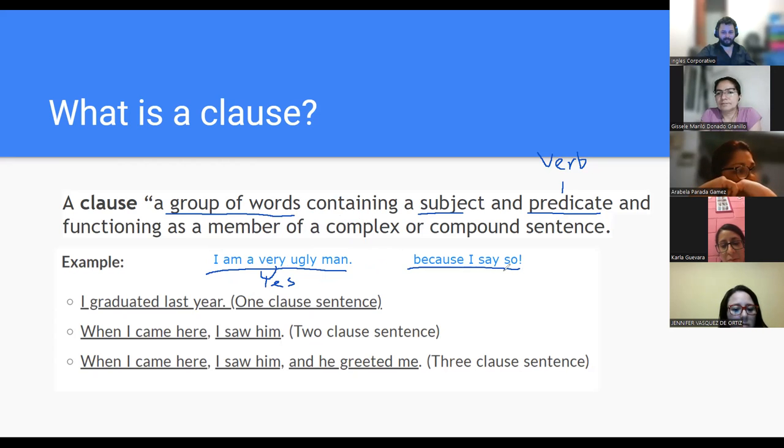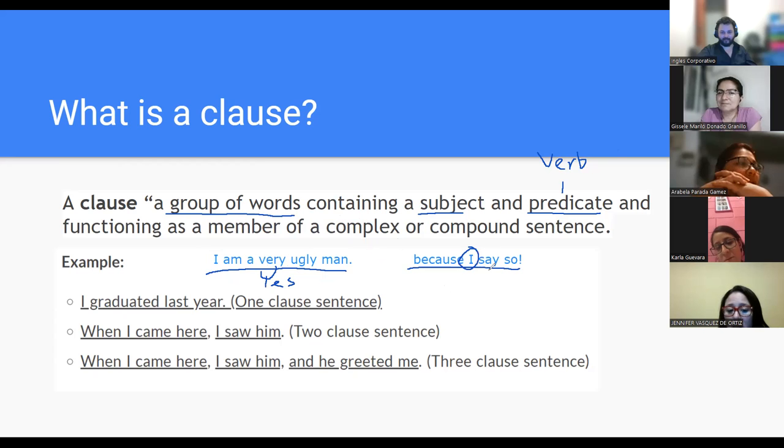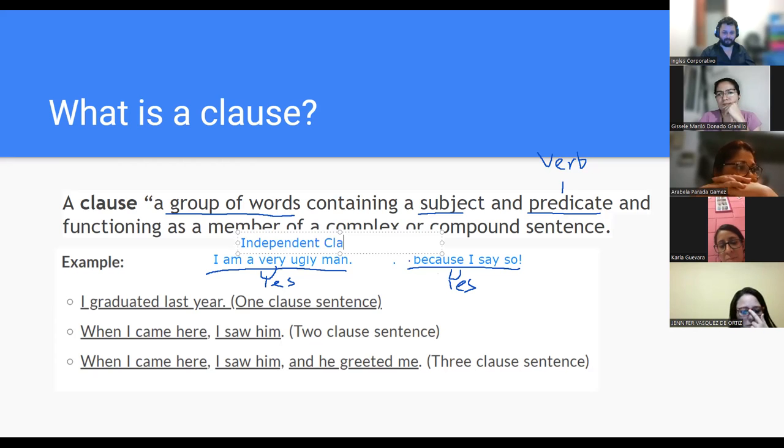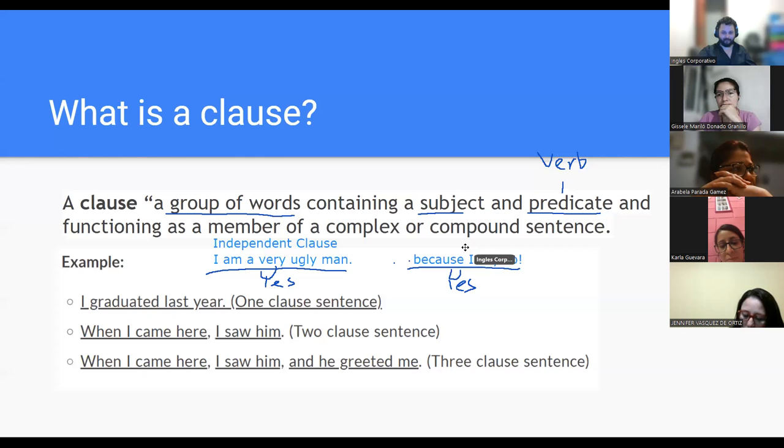Now, because I say so, is this a clause? No, because it does not have a verb. I see a subject. Verb, it is. But it doesn't make sense, right? Because if something makes sense, this is an independent clause, okay? Why? Because this sentence, guys, does not need anybody. It's not needy, right? Like we were with our ex-couples. We're independent, right?